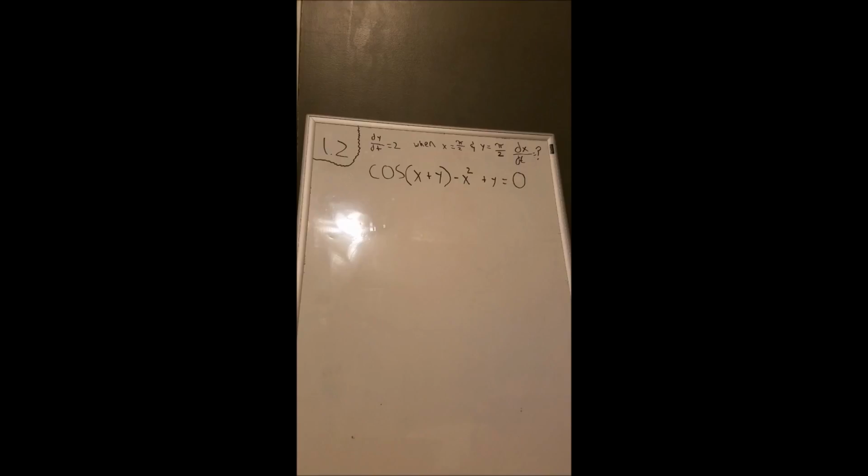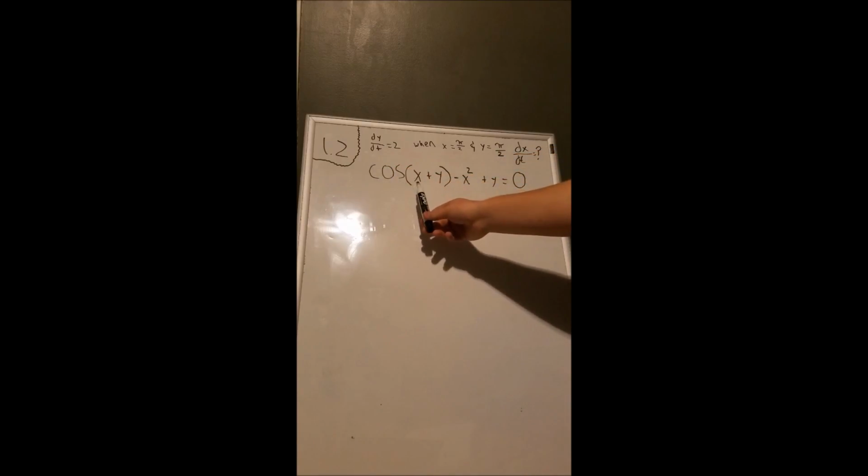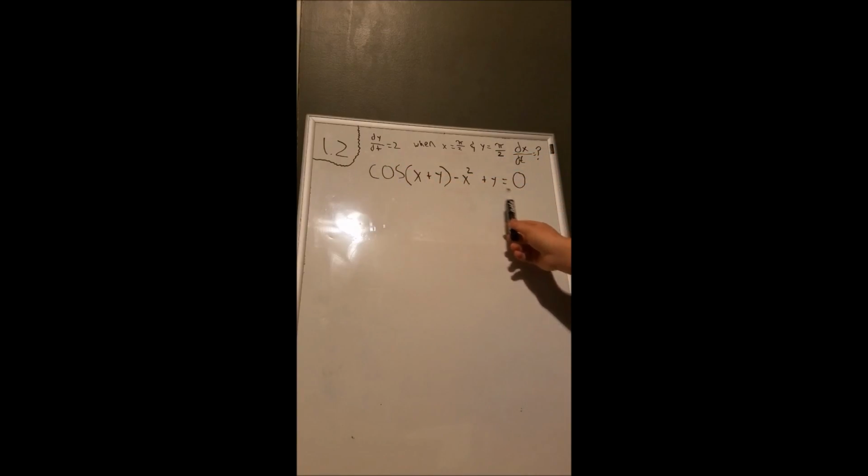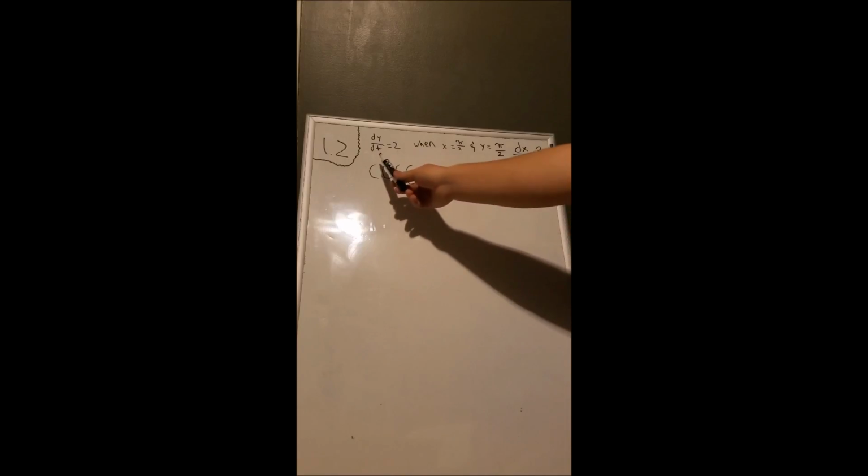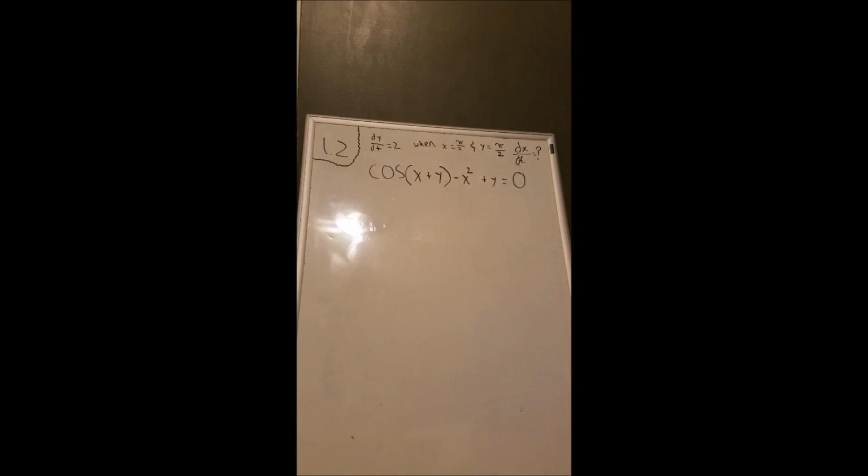For problem 1.2, suppose that cos of x plus y minus x squared plus y is equal to 0, where x and y are both functions of t. If dy over dt is equal to 2, when x is equal to pi over 2 and y is equal to pi over 2, find dx dt.